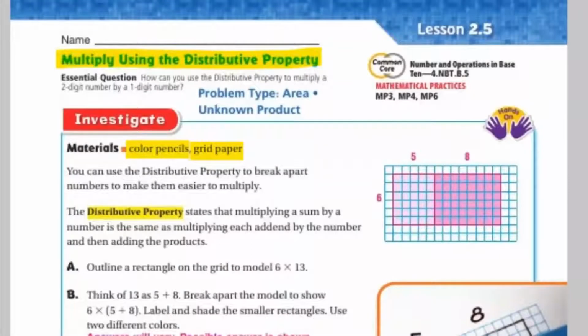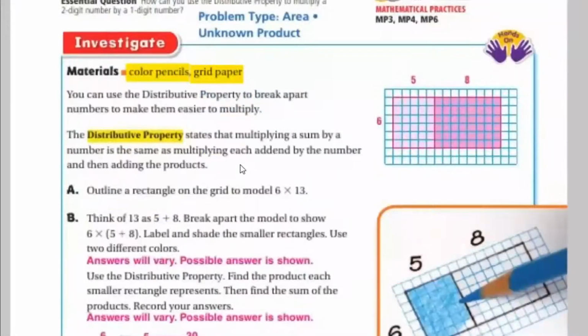So let's start. First of all, we have 6 multiplied by 13. Let's break 13 into parts, 5 and 8. Let's see here how we can break it. First of all, we have 6 here, right? So put the 6 here.